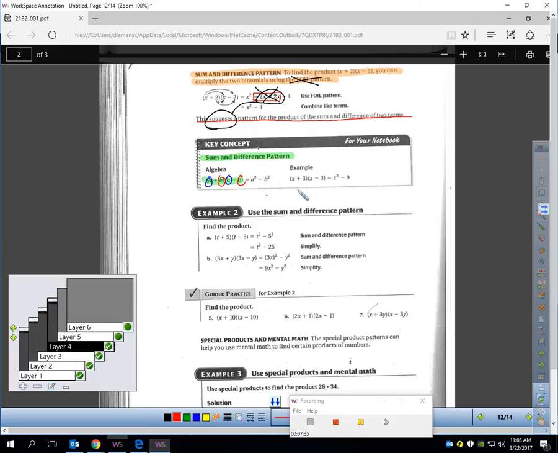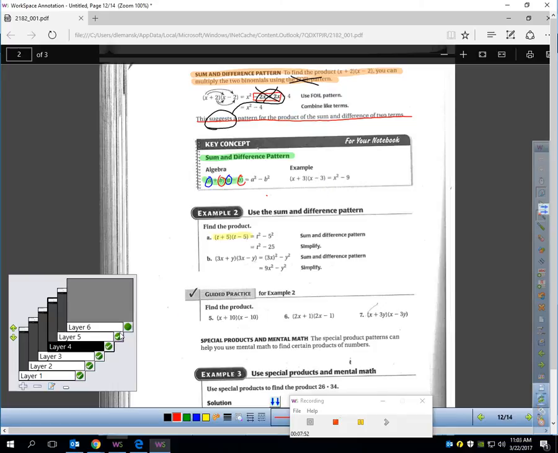Okay? Let's try that on this problem. I would take x times x, which is x squared, and 3 times negative 3 is negative 9. That's it. That's all I have to do because I have the sum and difference of the same binomial.